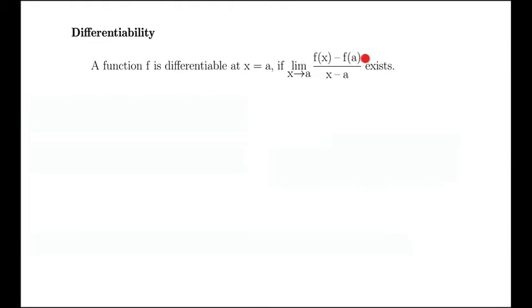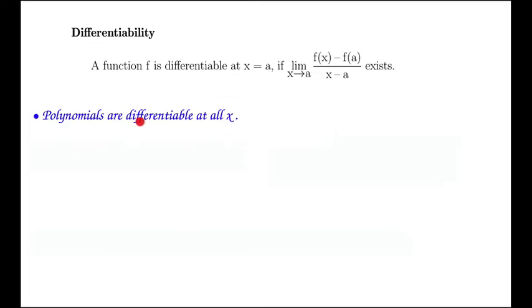When we talk about the derivative, we think about a difference quotient that looks like this, f of x minus f of a over x minus a, and we think about the limit as x approaches a. We say that the function f is differentiable at x equals a if this limit exists. If the limit exists, it's differentiable. If the limit doesn't exist, it's not differentiable. And so this is the concept of differentiability. It's just a word to indicate that this limit exists.